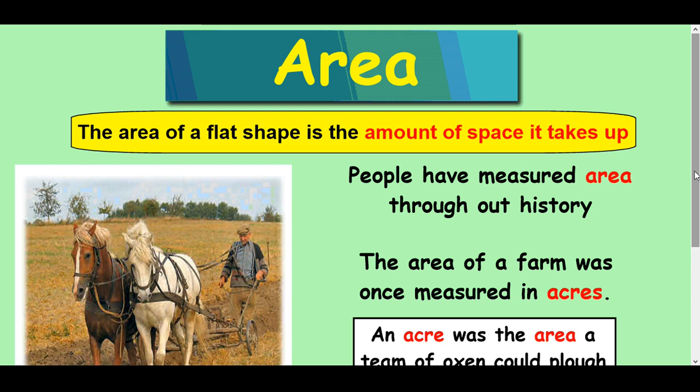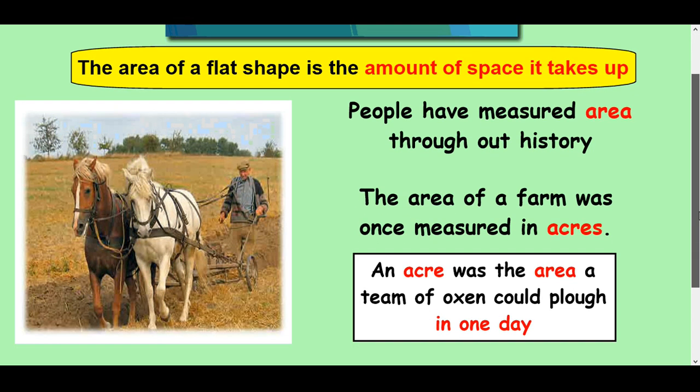So the area of a flat shape is basically the amount of space it takes up. And people have measured area throughout history. This is just a wee note. The area of a farm was once measured in acres. Some of you might still remember that word acres. It was a strange definition though. An acre was the area a team of oxen could plough in one day, which is a peculiar idea because what if they played it faster one day than the next?